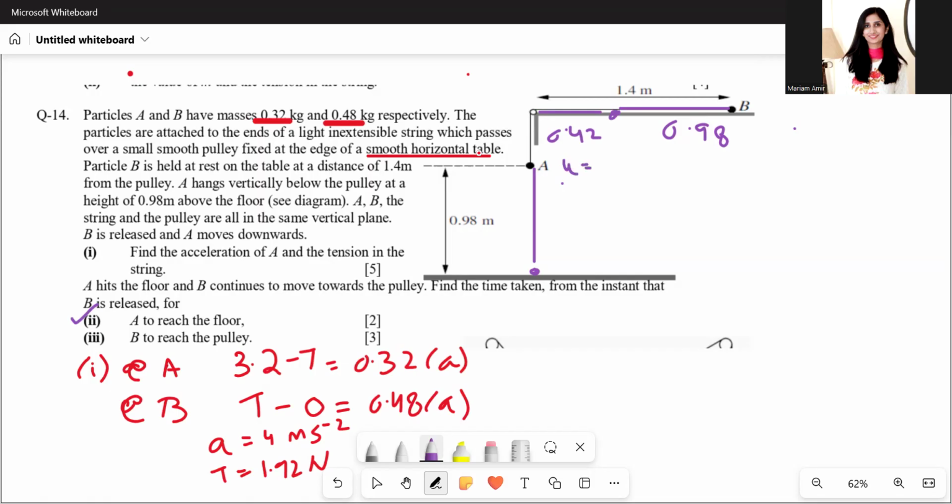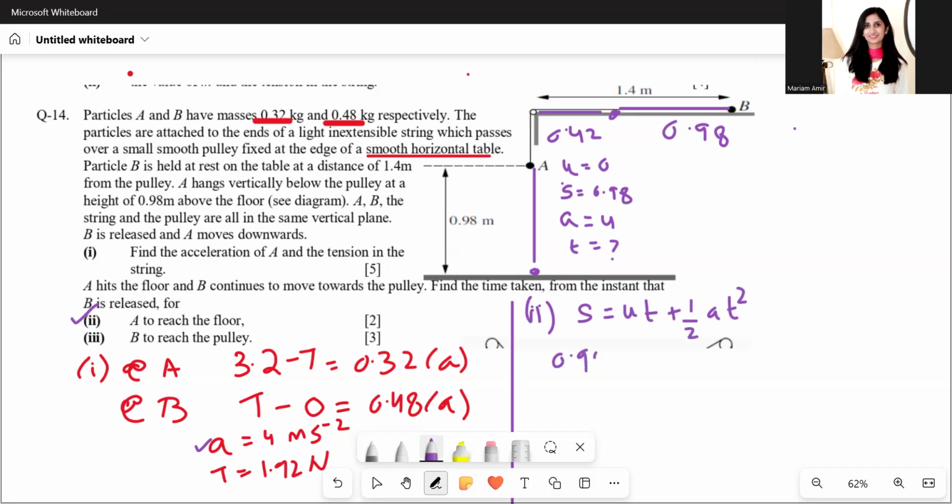For A, we know u is 0, we know s is 0.98, and we also know its acceleration, it is 4. We found it already, and now we need the t. So we can use s equals ut plus half at squared. For part 2, s equals ut plus half at squared. 0.98 equals 0t plus half at squared. Make t the subject. You'll also have to take the square root in the end.